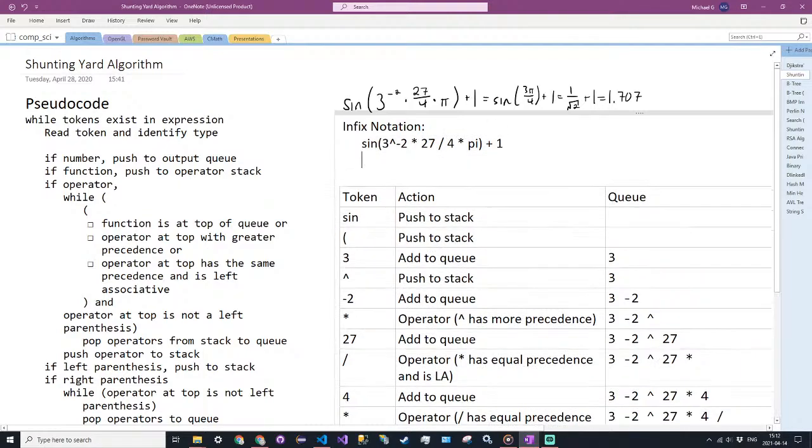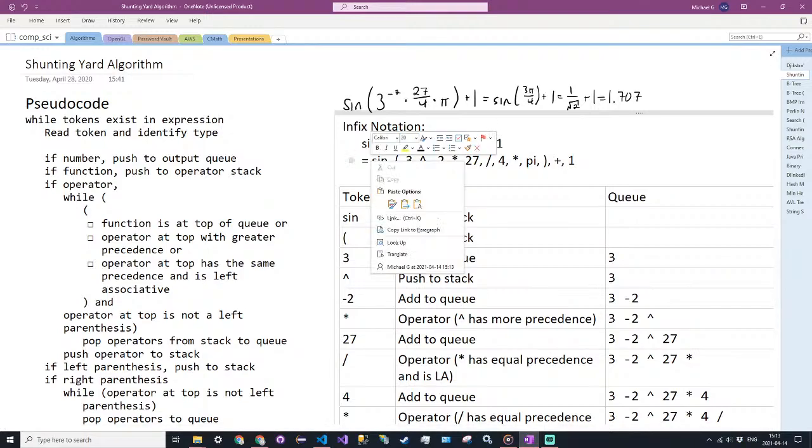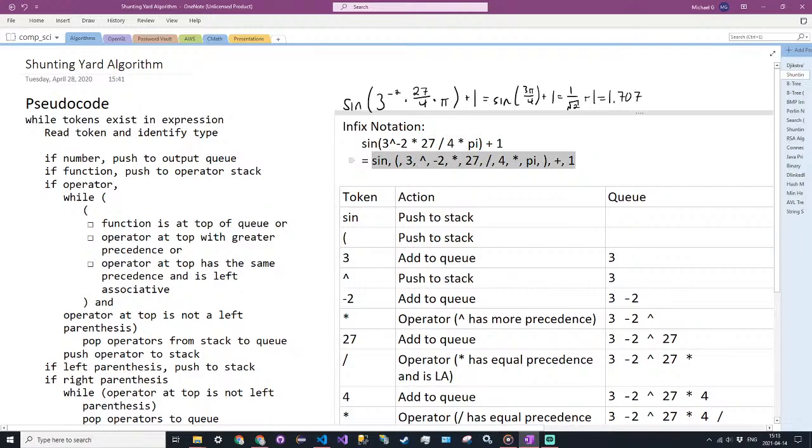But the first part is going to be to parse this infix notation expression into tokens that the computer can look at. So in tokens this would be a sine, then an open parenthesis, 3, the exponent, -2, multiplication, 27, division, 4, multiplication, pi, closed parenthesis, plus, and then a 1. So this will be the first step, to parse the tokens out of the string and put them into a list here.